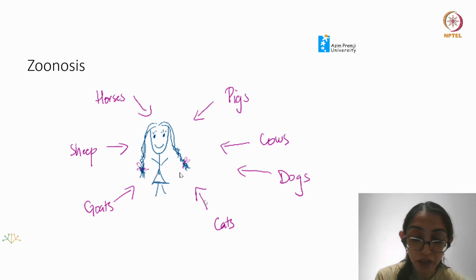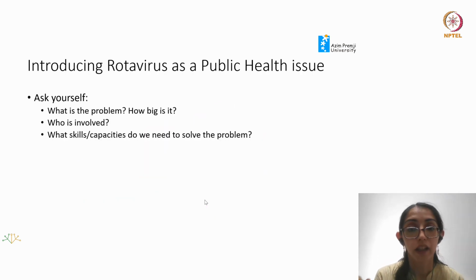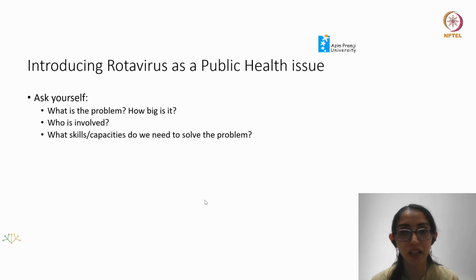So I should mention that rotavirus as a public health issue is quite important because nearly 90% of the global human population, so that's not just in India, over 90% of people have been infected with rotavirus at some point or the other.